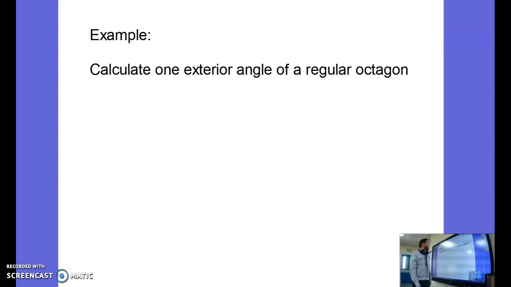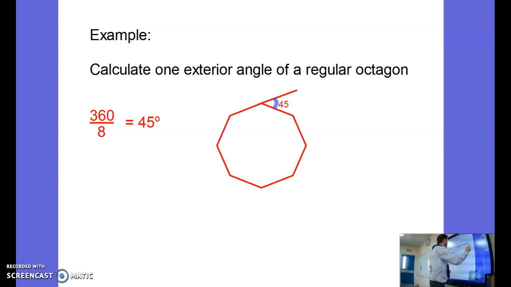Let's have a look at an example. Calculate one exterior angle of a regular octagon. An octagon is 8-sided. If I wanted to calculate that, I would do 360 divided by 8, which is 45 degrees. And let's just picture that. There's an octagon, and there is a 45-degree angle. All of these exterior angles would be 45 degrees. Each one of them is 45 degrees.